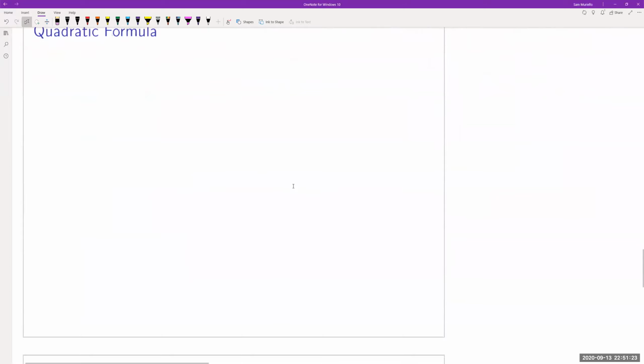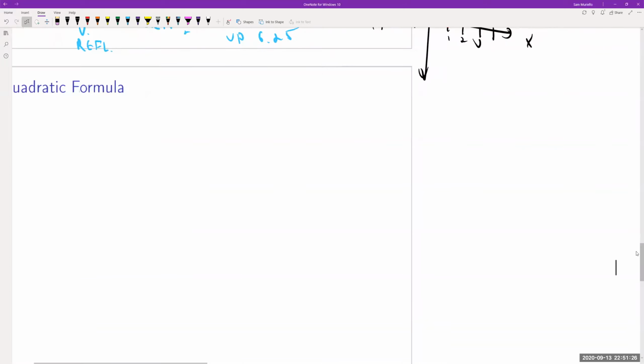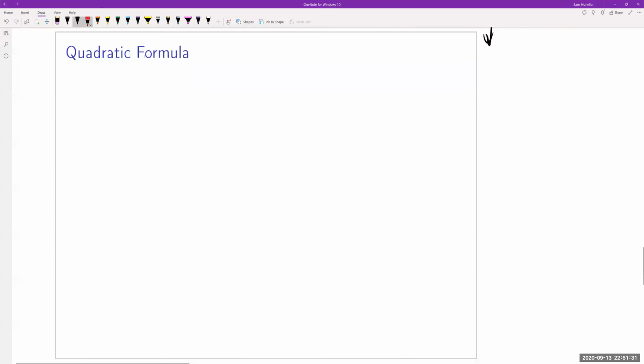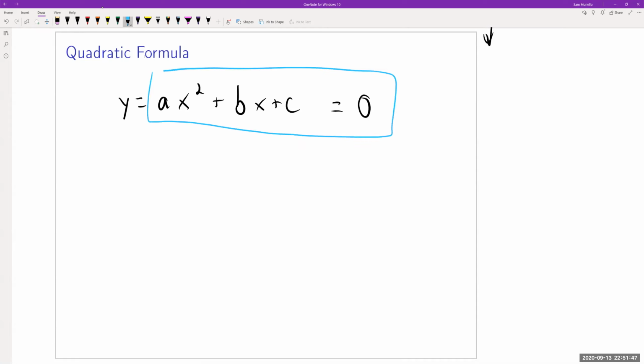Now, what we can do is complete the square with a very generic parabola in general form. Let's begin with y equals ax squared plus bx plus c, all equal to 0. If I wanted to solve this equation without knowing what a, b, and c are, I can go ahead and isolate x. The first thing I'm going to do is divide by a. x squared plus b over a x plus c over a is equal to 0.